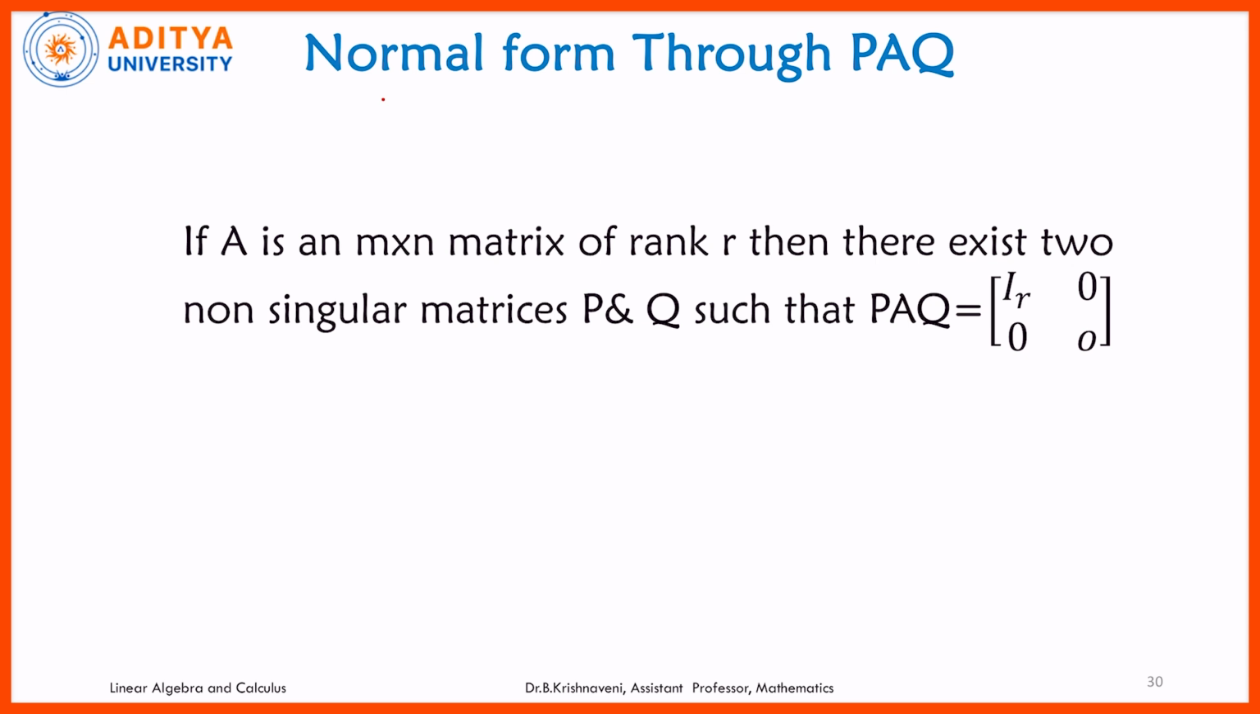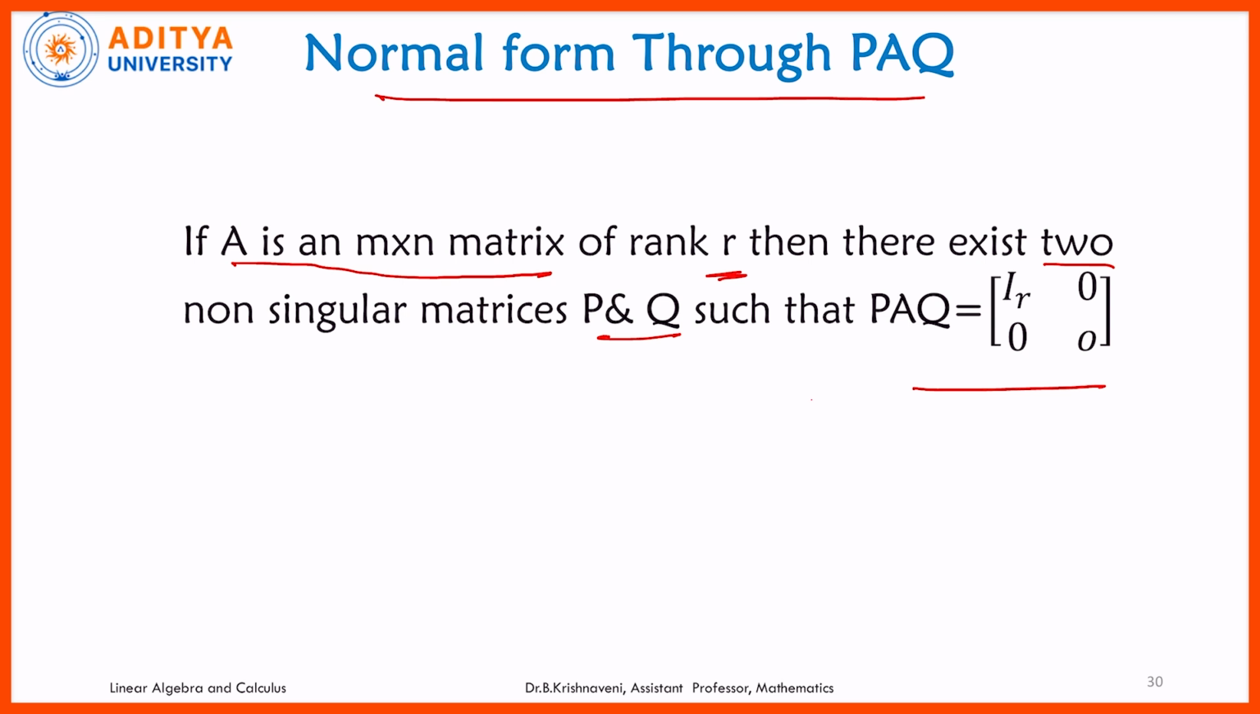Now let us discuss the normal form through PAQ. What it means is, if I consider any matrix A of order m by n of rank r, then there exist two non-singular matrices P and Q such that PAQ is equal to I_r 0, 0 0. That is, PAQ is equal to the normal form. So if you consider any matrix of order m by n having rank r, then there will be two non-singular matrices P and Q such that PAQ is equal to the normal form.